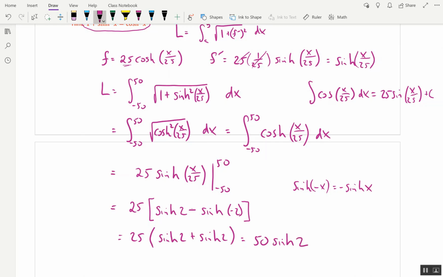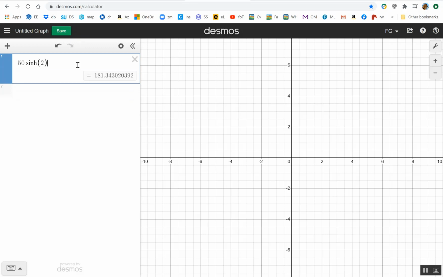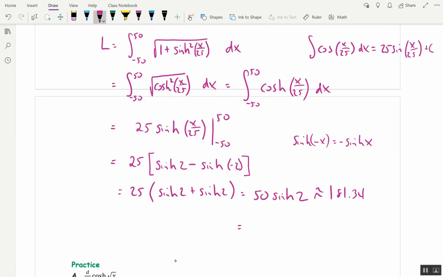Now, there are two ways to evaluate that. If I go to Desmos, I haven't tried this before, but I'm sure it'll work. 50 sinh of 2. There we go, 181.34. The other way to do it, if you don't have technology, suppose you're stuck on a desert island, you can use the definition. This is 50, and sinh 2 is, remember the definition of sinh, it's e to the x minus e to the negative x over 2. So it would be e to the 2 minus e to the negative 2 over 2, which would be 25 times (e to the 2 minus e to the negative 2).